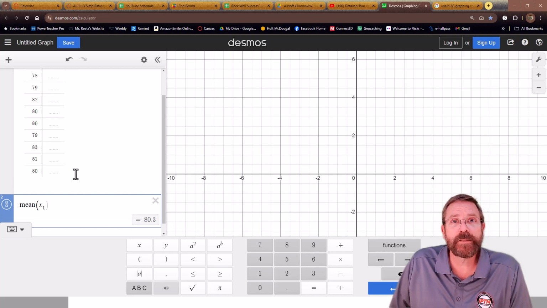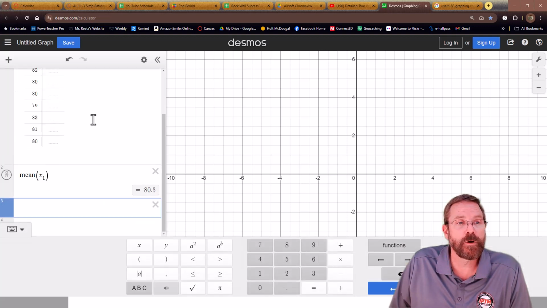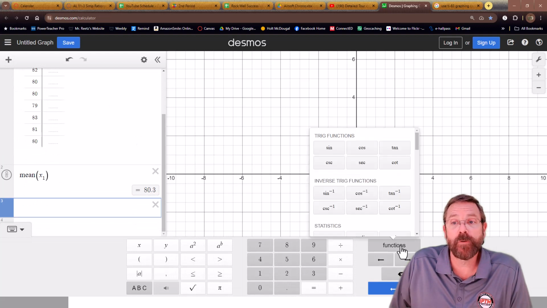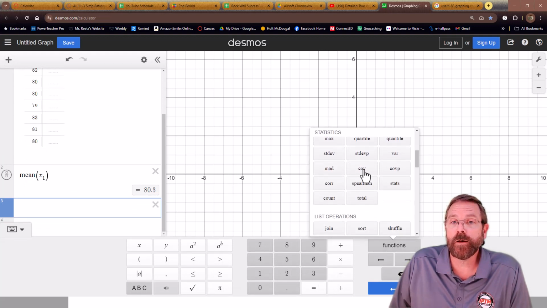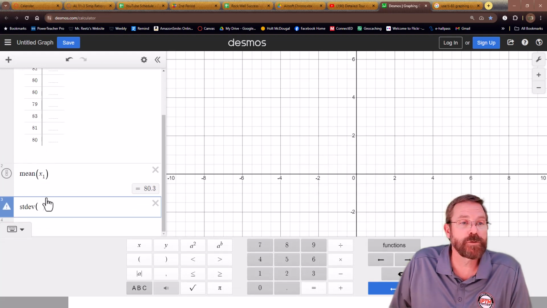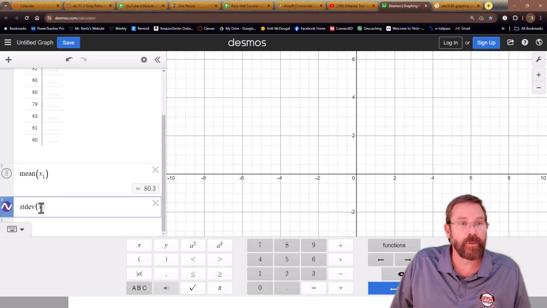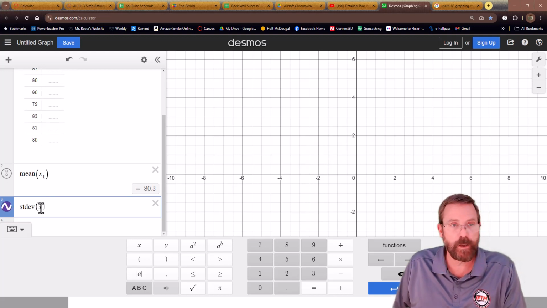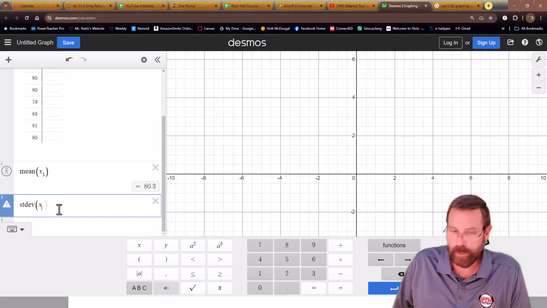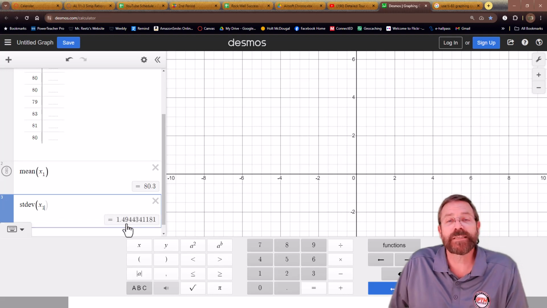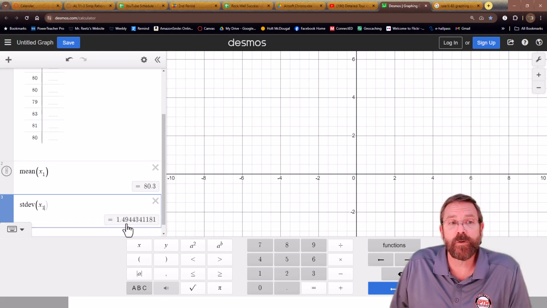We can also find the standard deviation this way. I hit the plus sign to get another function in here. I'm going to go over to my functions, scroll down, and find standard deviation, and then once again I'm going to have the X. I'm going to hit my shift and my sub button and hit 1, and right there it's the same standard deviation we found the other way.